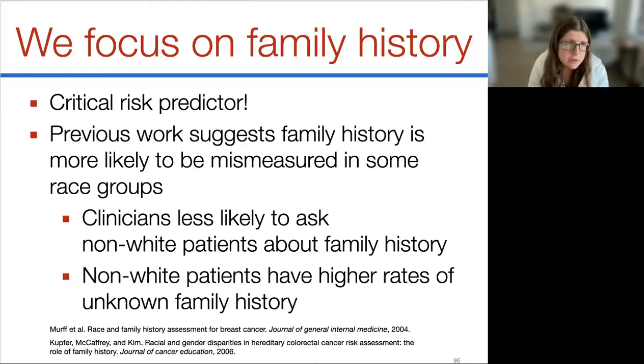So it's very, very important to predicting a patient's risk. But a lot of previous work has shown that family history is more likely to be mismeasured in some race groups. We know that clinicians are less likely to ask non-white patients if they have family history. We know that non-white patients have higher rates of not knowing their family history. So for multiple reasons, family history is more likely to be mismeasured in some race groups, and absence of known family history in some race groups may be far from reassuring. The patient may have a family history, even if it does not appear in the medical record.